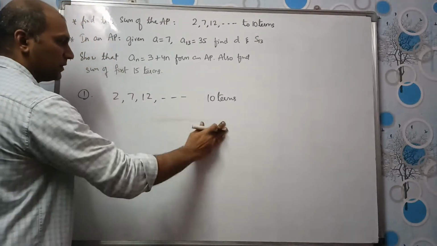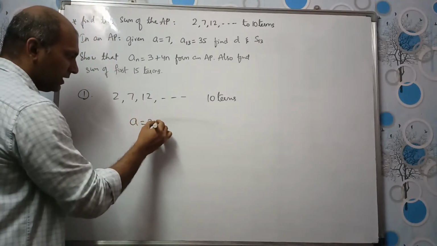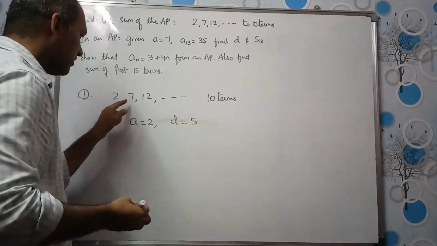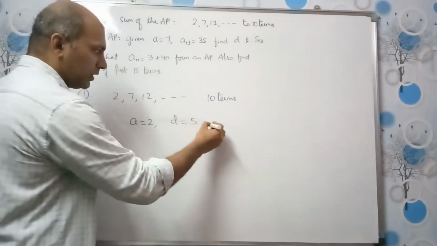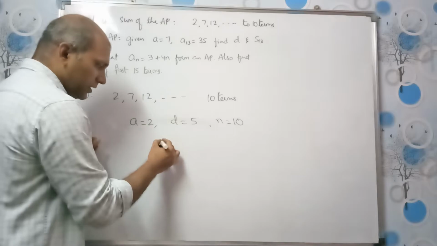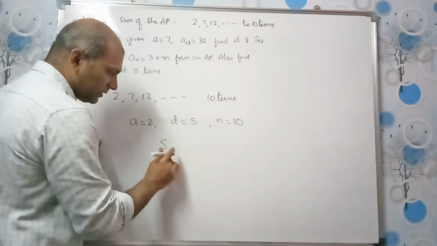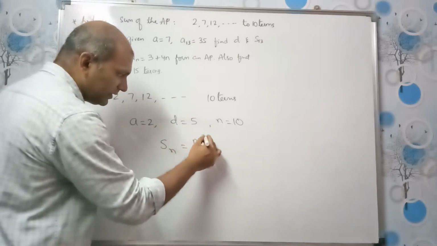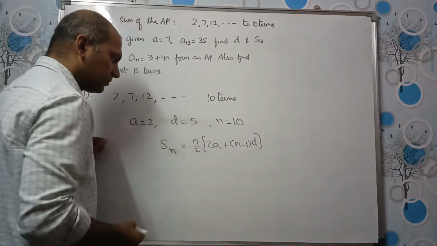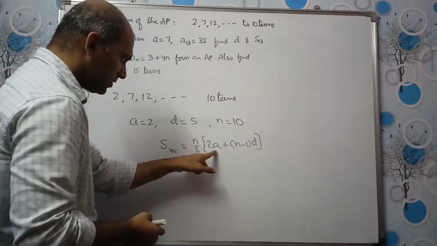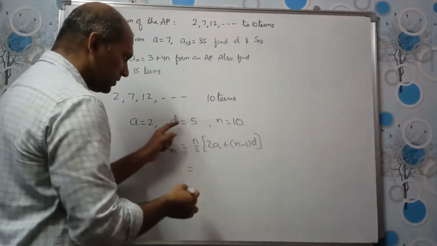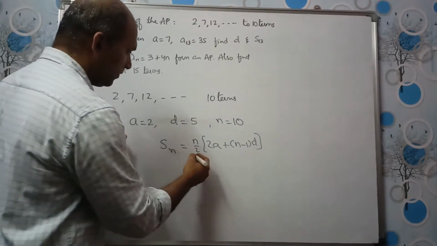What will be the sum? So here, what is the value of A? A is equal to 2. What is the common difference? It is equal to 5, 7 minus 2. What is the value of N? 10. 10 terms we need to find. The formula is Sn is equal to n by 2 into 2A plus n minus 1 multiplied by D. Do we have n here? Yes. Do we have A? Yes. Do we have D? Yes. So we can substitute the values directly in the formula.